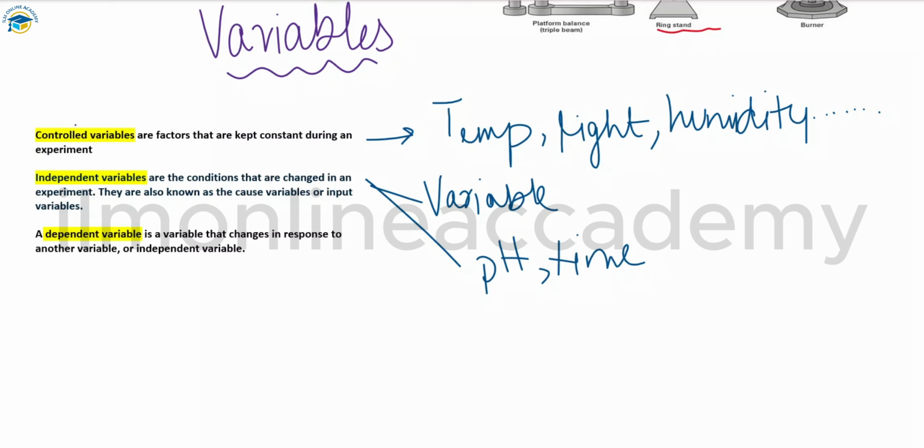And next we have dependent variables. This is a variable that changes in response to another variable, and that variable is measured during a scientific investigation. For example, take plant growth. In plant growth, the amount of sunlight is the independent variable and the growth of the plant is the dependent variable, because it depends upon the sunlight. Whenever the sunlight changes, the growth of the plant is also affected.